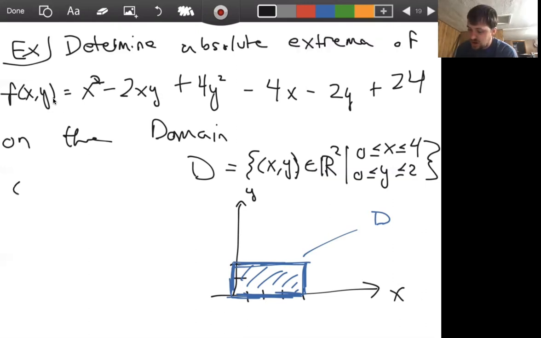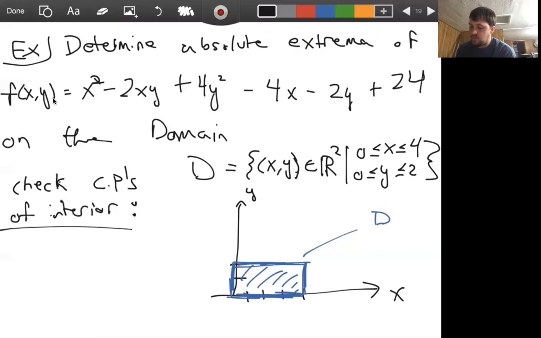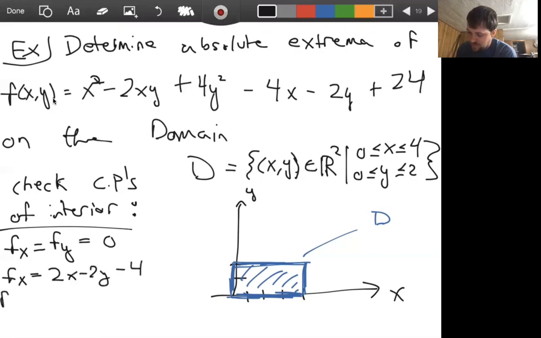And so first, let's check critical points of the interior. When you're finding critical points of the interior, this is how we find critical points normally. Take f sub x and f sub y and set them to 0. So we have f sub x is 2x minus 2y minus 4, and f sub y is negative 2x plus 8y minus 2.